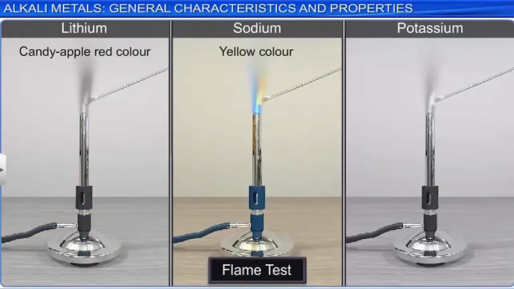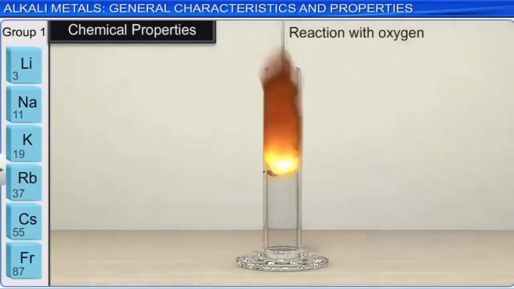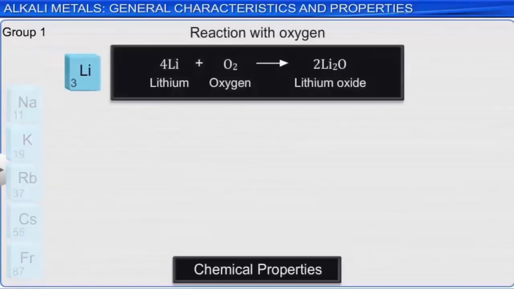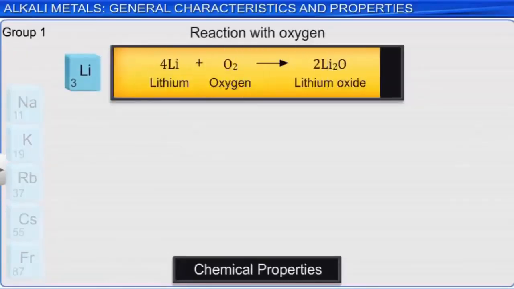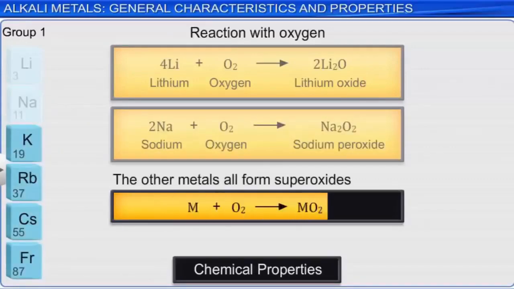Some of the chemical properties of alkali metals. First, reaction with oxygen. You can see the reaction of alkali metals with oxygen. When the alkali metals are exposed to air or oxygen, they burn vigorously and form an oxide on their surface. Lithium forms only one oxide, the monoxide. So lithium plus oxygen gives lithium oxide. The next one is sodium, which reacts with oxygen to form sodium peroxide. Na2O2 is sodium peroxide.